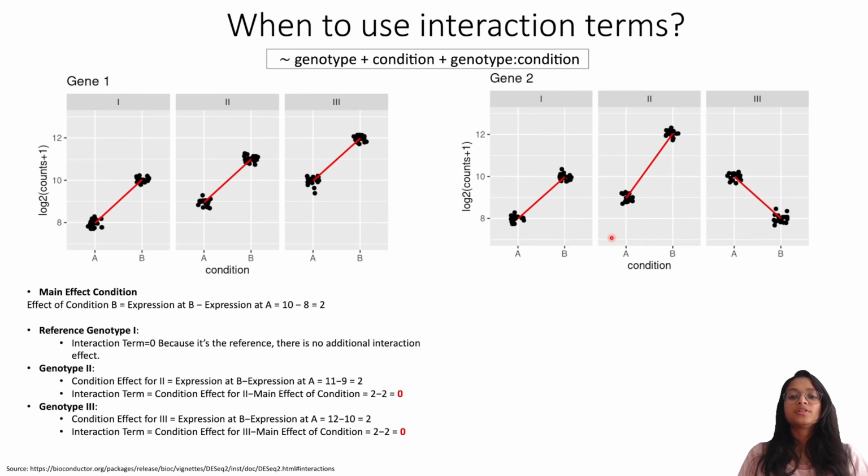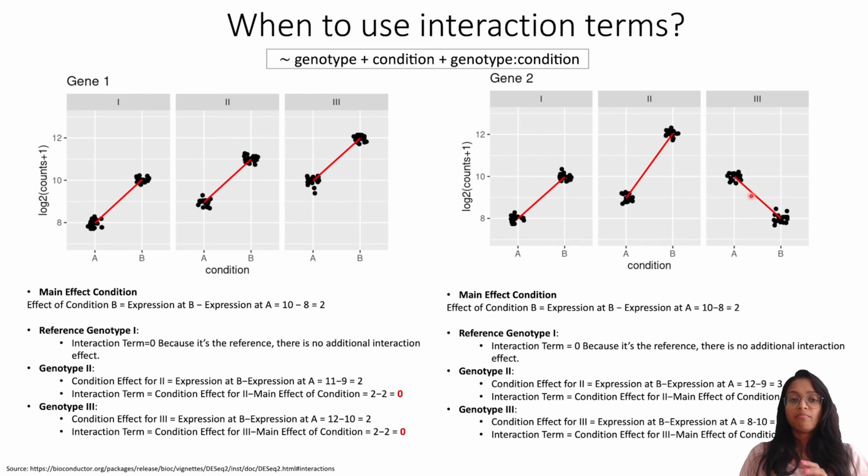So the model first accounts for the overall effect of condition for the reference genotype, that is genotype 1, which is a log 2 fold change of 2. The interaction term then adjusts this effect for other genotypes. So genotype 2 has an additional increase of 1, making the total change of 3, and genotype 3 has a decrease of 4, making the total change of negative 2. Let me show you the similar math behind this.